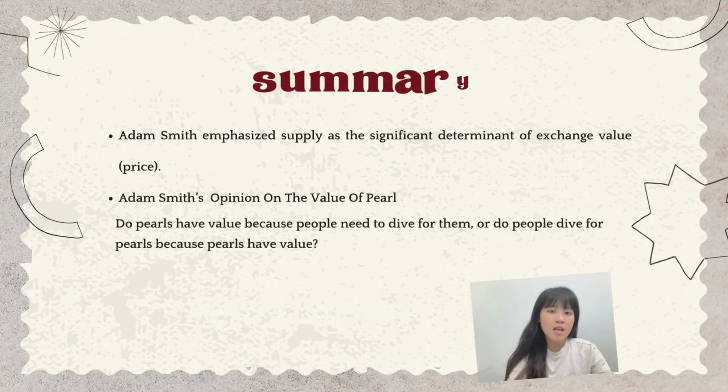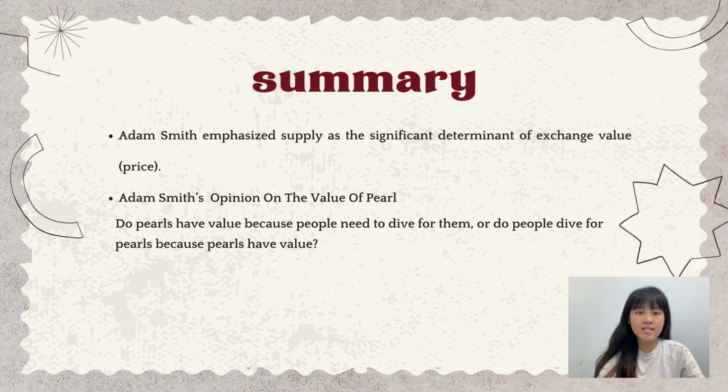So, in conclusion, Adam Smith emphasized supply as the significant determinant of exchange value. There's a question about the value of pearls, which is: do pearls have value because people need to dive for them, or do people dive for pearls because pearls have value? According to Adam Smith's opinion, pearls have value because people need to dive for them, which means the cost of production will determine a good's exchange value, which is the price of the goods. That's all from me. Thank you.